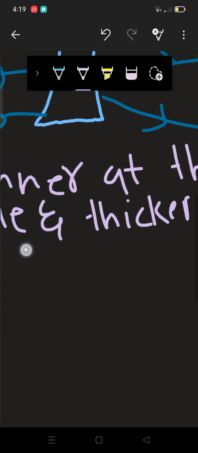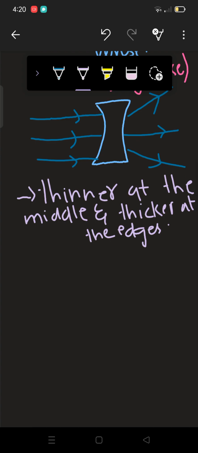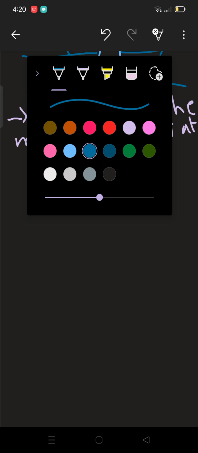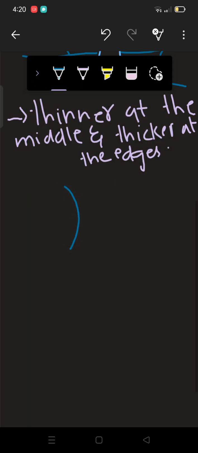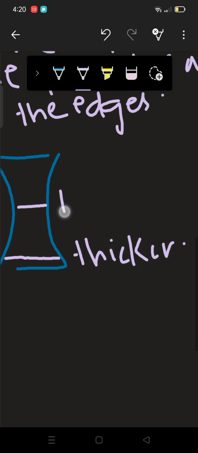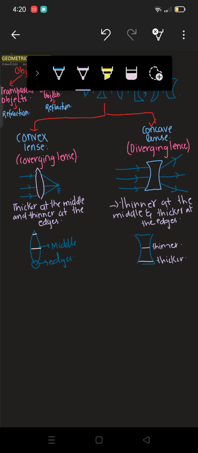At the edges it is thicker, but in the middle it is thinner. So let me make the diagram here as well. As you can see here, in the middle it is thinner and in the edges it is thicker. So thicker at the edges and thinner in the middle. Alright, so this is a concave lens.